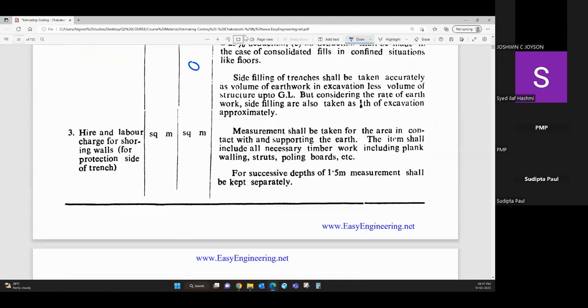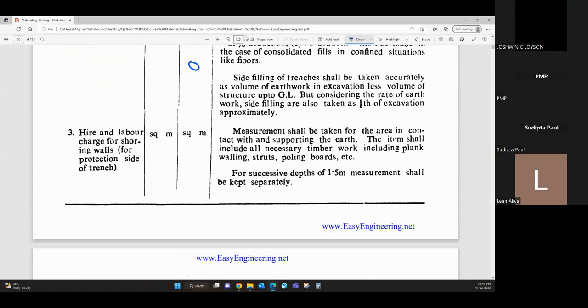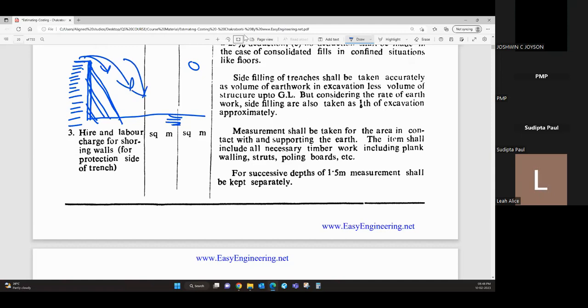Hire of labor charges for shoring wall for protection of the side of the trench. Now what is a shoring wall? Shoring wall is basically when you are trenching out. Let's say this is your trench, this is your ground, and here also it is ground or earth. So you basically shore this wall. You put blocks into this so that this earth doesn't fall down. For this kind of shoring, you place a kind of wooden pallet or wooden ply over here, and then you support it so that the earth over here doesn't fall onto the bottom side.